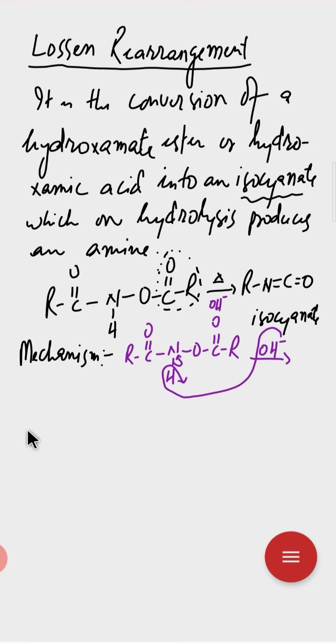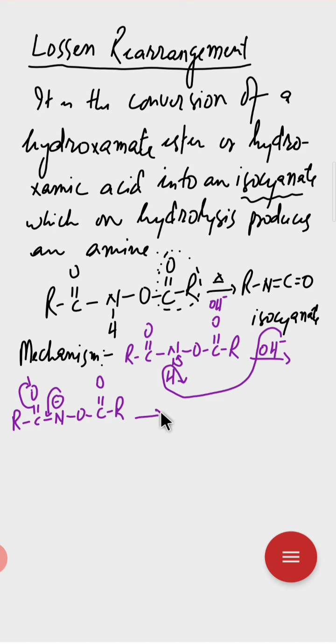So let me write here. This will be RC double bond O, and to this nitrogen atom a negative charge will be there with 2 lone pairs of electrons, like this, right? So when these 2 electrons form a pi bond between this carbon and nitrogen, this bond will be broken like this. This rearrangement is also similar to the Curtius rearrangement.